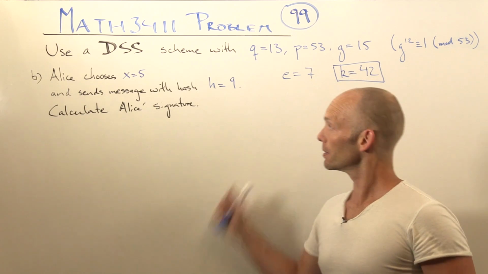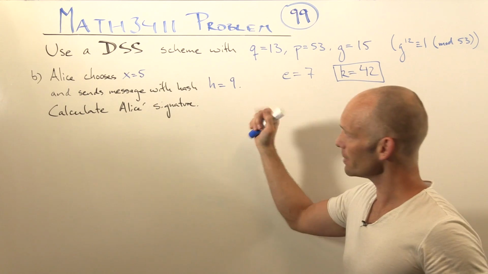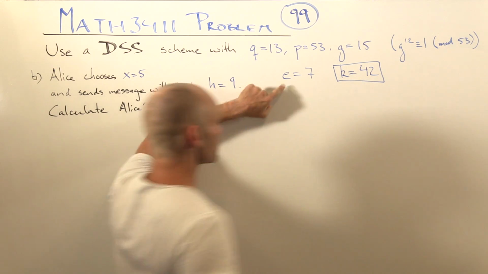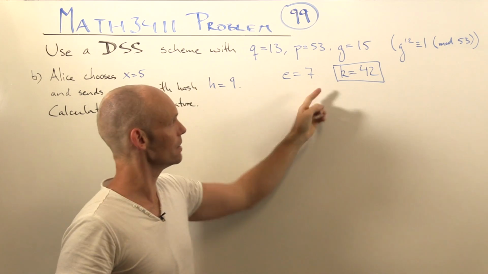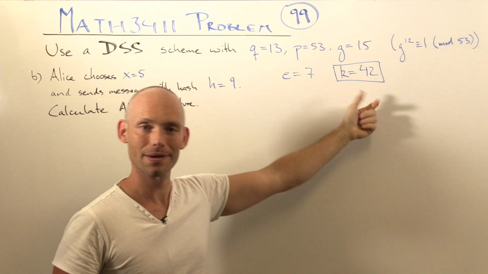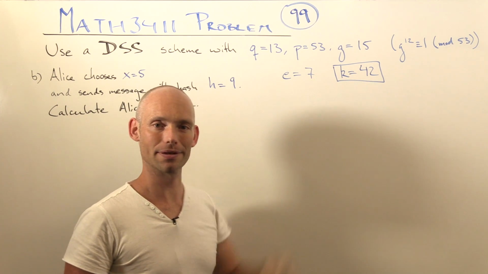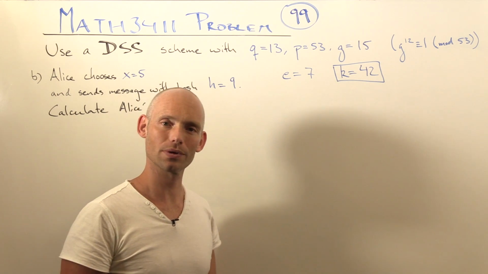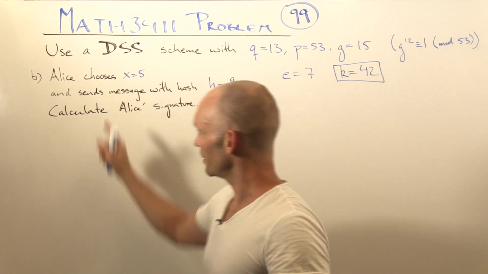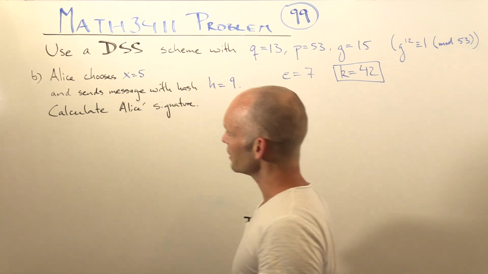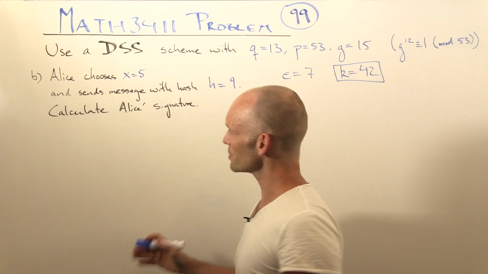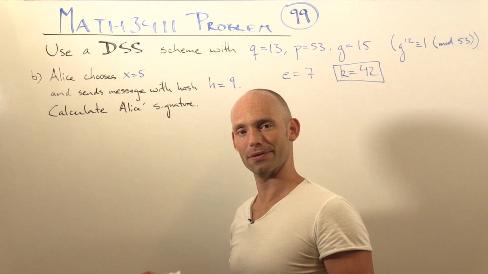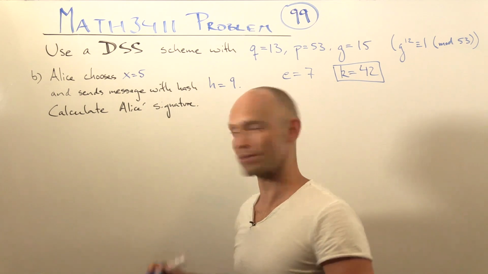So we found out in part A that Alice's private key was 7, Alice's public key was 42, and then we can use 42 to then verify her signature if she is to send something. We'll do that in part C. In part B, however, Alice is going to send a message and then generate a signature along with that message.